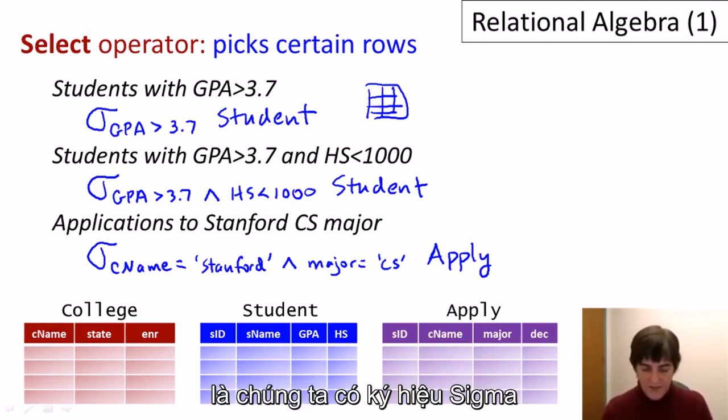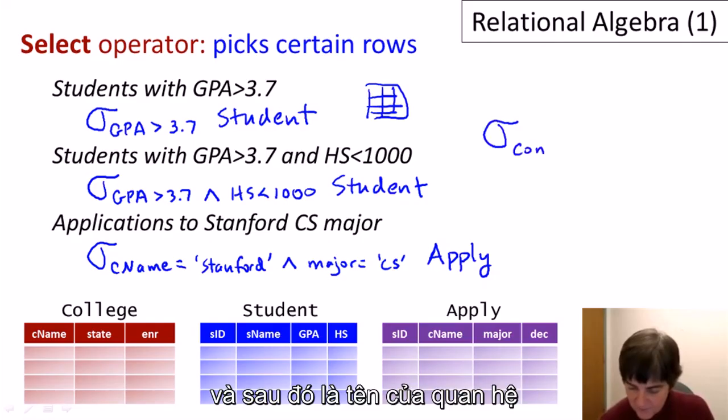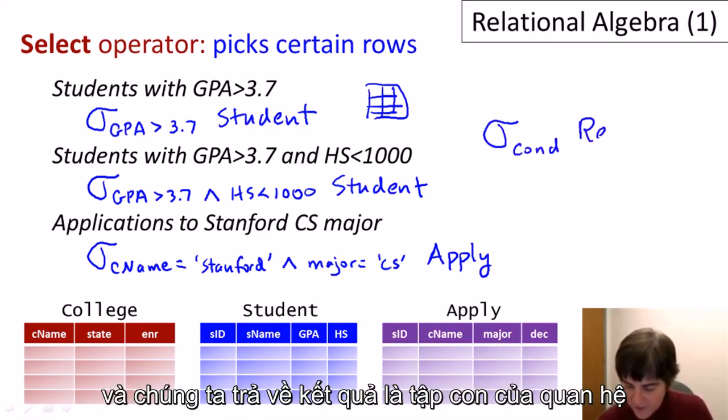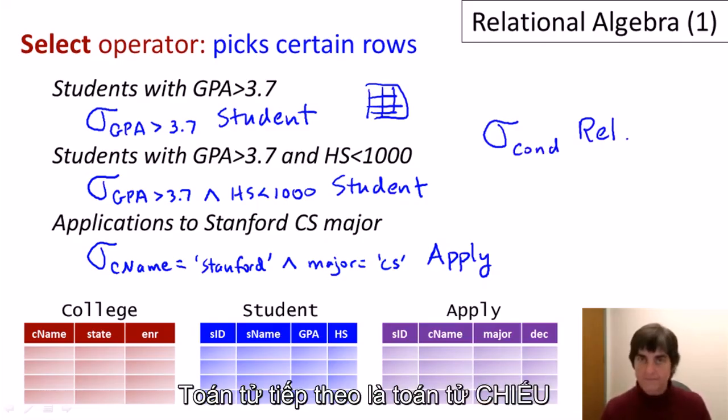So the general case of the select operator is that we have the sigma, we have a condition as a subscript, and then we have a relation name. And we return, as a result, the subset of the relation.